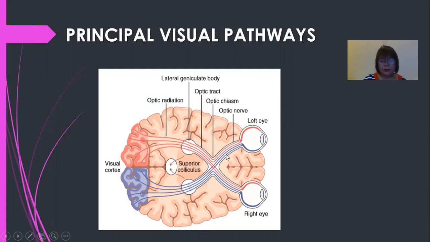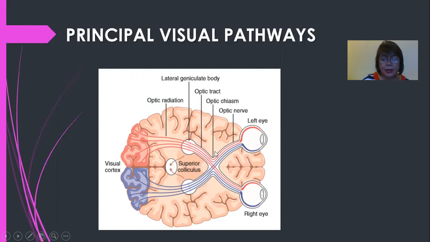Okay, so the nasal fibers cross to the other side to end up in the visual cortex, while the temporal registry would stay as is on the ipsilateral side of the eye. So it's only the nasal registry which will cross. These two optic nerves will now meet at the optic chiasma here, and there's crossing of the nasal fibers.